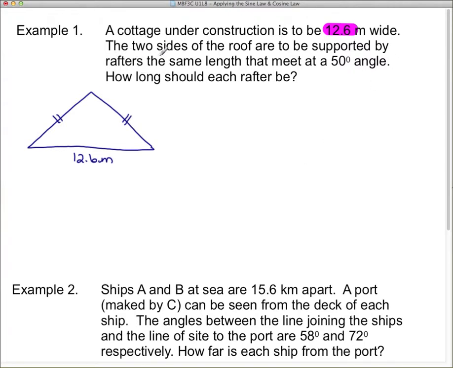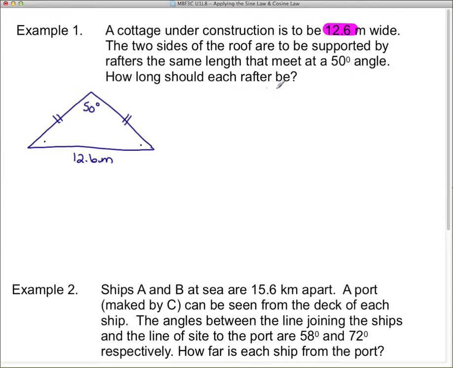And it says the two sides of the roof are supported by rafters the same length. Okay, there's our rafters that meet at a 50-degree angle. So where's that 50 go? Is there 50 down here? Where do the rafters meet? Well, let's think about that for a second. This is a rafter, and this is a rafter. So this is the angle where they meet. So that must be the 50. So if that's the angle where they meet, let's put in 50 degrees here.